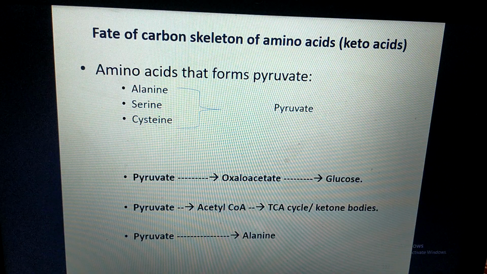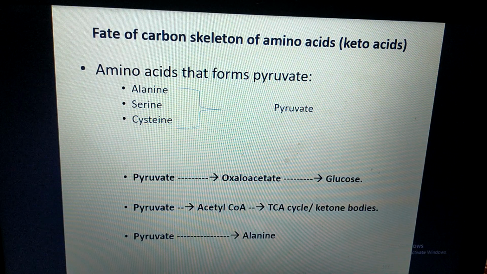Now, this pyruvate is then converted into oxaloacetate by a carboxylation reaction, and this oxaloacetate may be converted into glucose. Or this pyruvate undergoes oxidative decarboxylation to form acetyl CoA. This acetyl CoA either enters the TCA cycle, or in the fasting state these acetyl CoAs are utilized for synthesis of ketone bodies. This pyruvate also undergoes a transamination reaction to form alanine, depending upon the requirement of the cell. So these are the various fates of pyruvate. Pyruvate is formed from three amino acids: alanine, serine and cysteine.